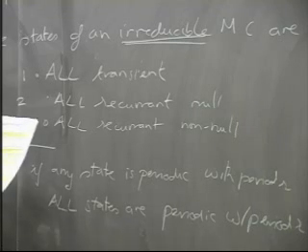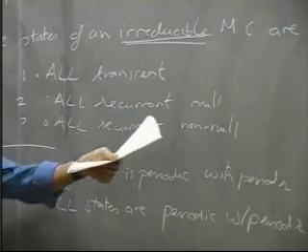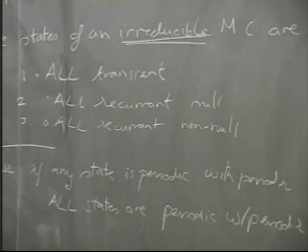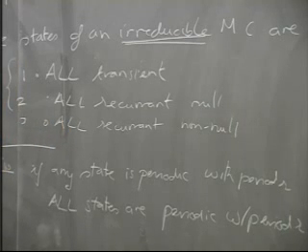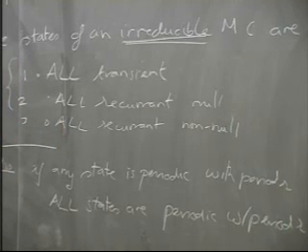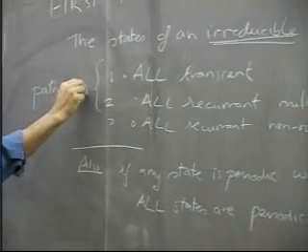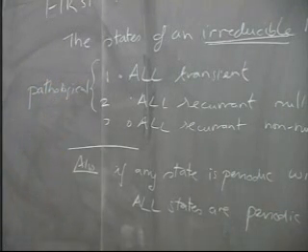The second one is that all the states are recurrent null, which means you're going to recur, but the expected recurrence period is infinite. Or they're going to be all recurrent non-null. These two are, as far as I'm concerned, pathological. They're mathematically interesting, but from any engineering approach, these are just pathological states. You don't want to go there.